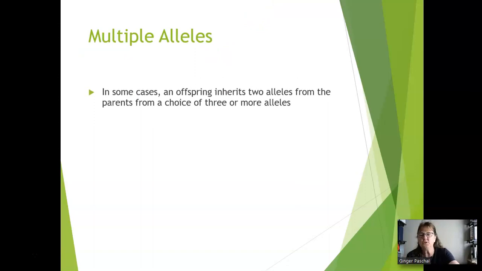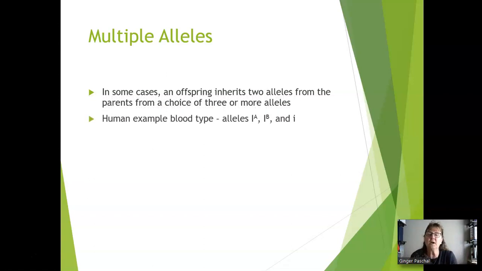Multiple alleles. Now, please don't confuse multiple alleles with the others. It's going to take some diligence to make sure you don't confuse these. In all cases, an offspring inherits two alleles, but in some cases, there's more than two alleles offered. So an offspring inherits two alleles from parents where there's a choice of three or more. Now, each parent has two options, but they may not be the same two options. So let's take a look at this.